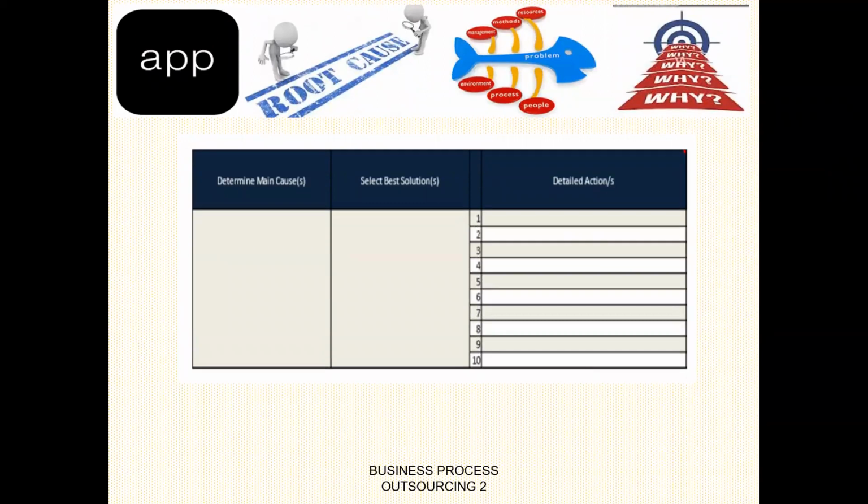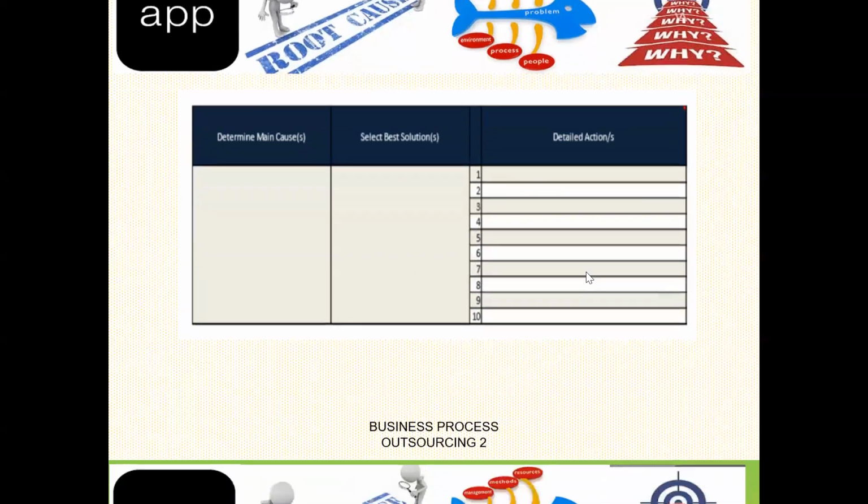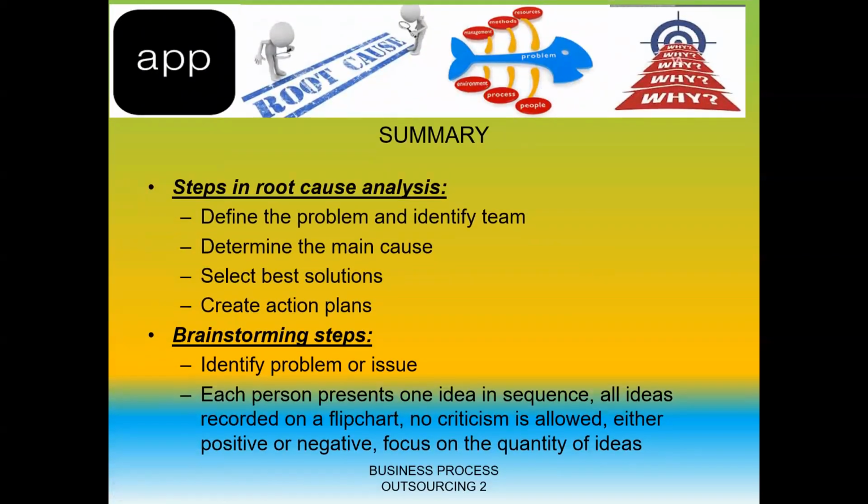Okay. So this is a helpful thing for you when you have already determined the main cause of the problem. If you determine your main cause of a problem here, you put your main cause and then select the best solution for that problem. And you can put your detailed actions here, your solution to the problem, so the problem will not come back. Okay? And then to sum it up, the steps in root cause analysis: define the problem, identify the team, determine the main cause, select the best solution, create an action plan.